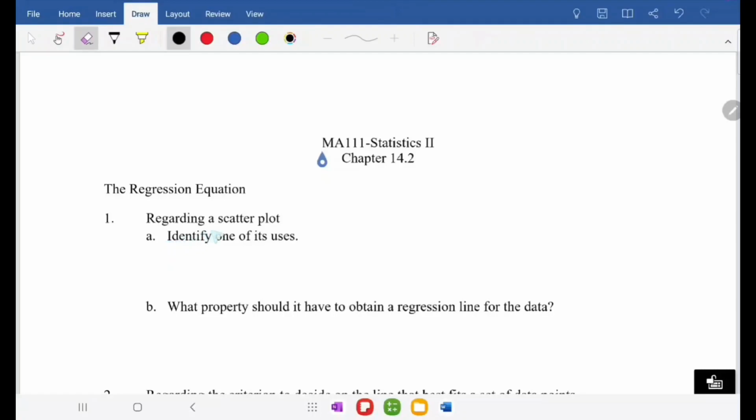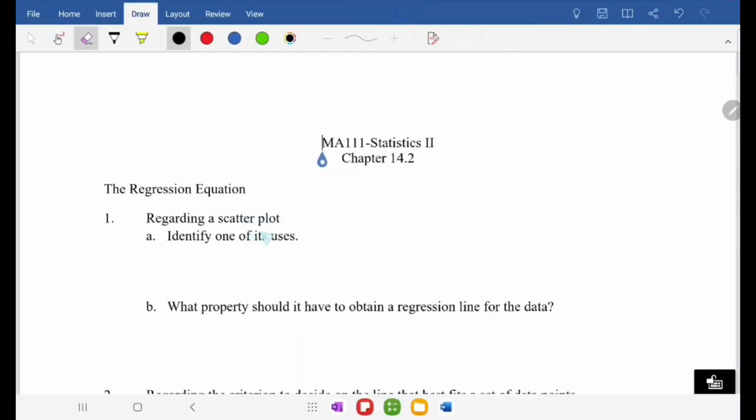So the first question says, regarding a scatter plot, identify one of its uses. So we have to first know what a scatter plot is. I'm going to step back a little bit and start with what goes behind the scatter plot. A scatter plot, we understand, is a graph, but why do we need a scatter plot? That will tell us its use.